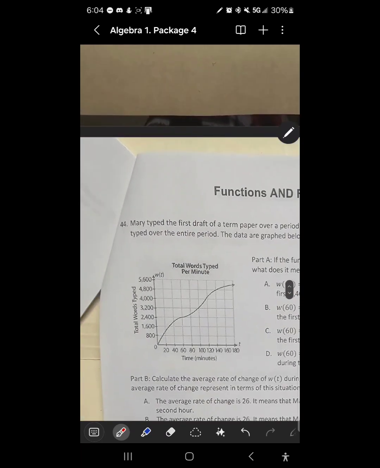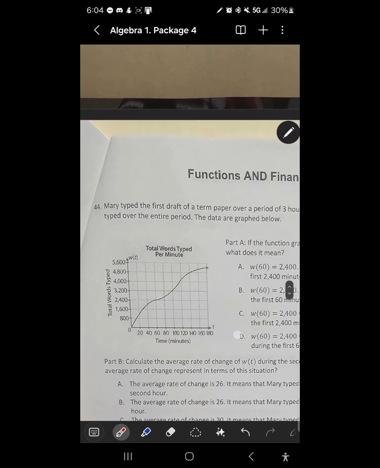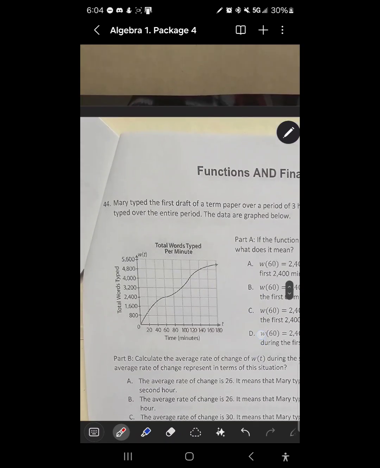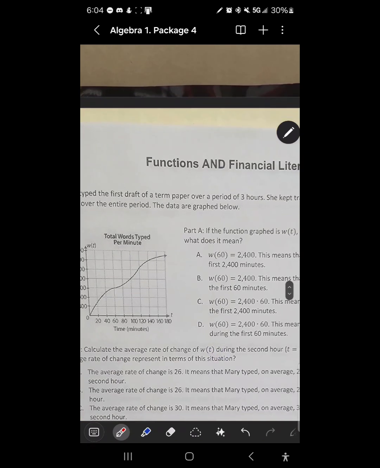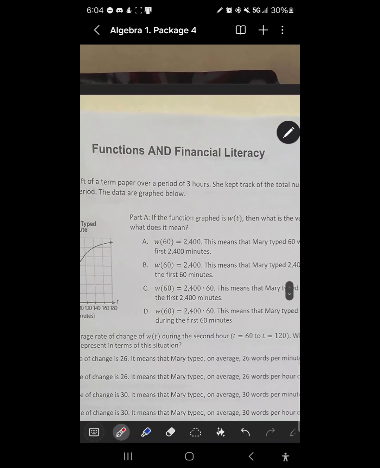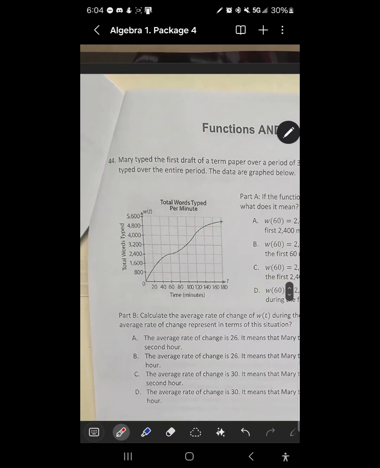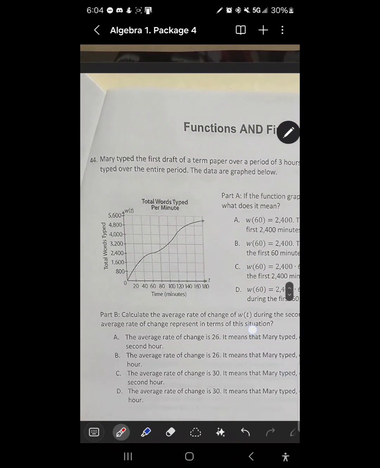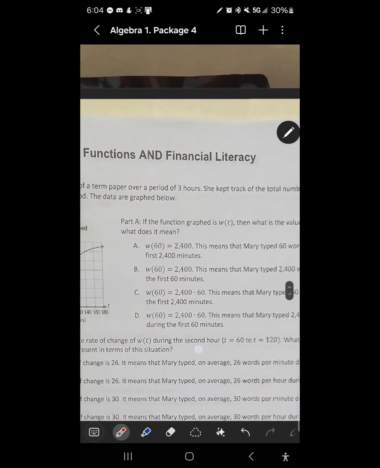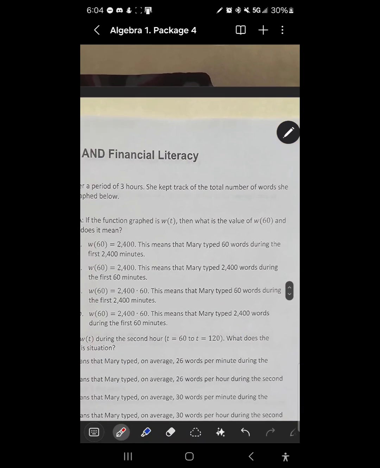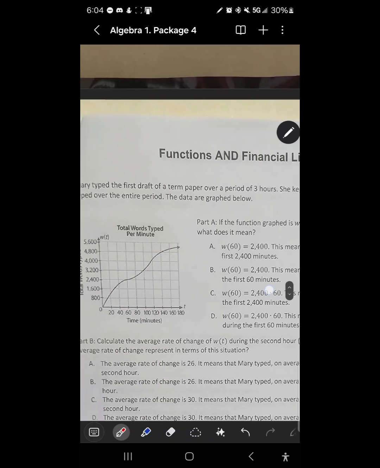Now let's see 44. Mary typed the first draft. I think this is going to be the last one. Yeah. Mary typed the first draft of a term paper over a period of 3 hours. She kept track of the total number of words she typed over the entire period. The data are graphed below. If the function graph is W of T, then what is the value of W of 60 and what does it mean?